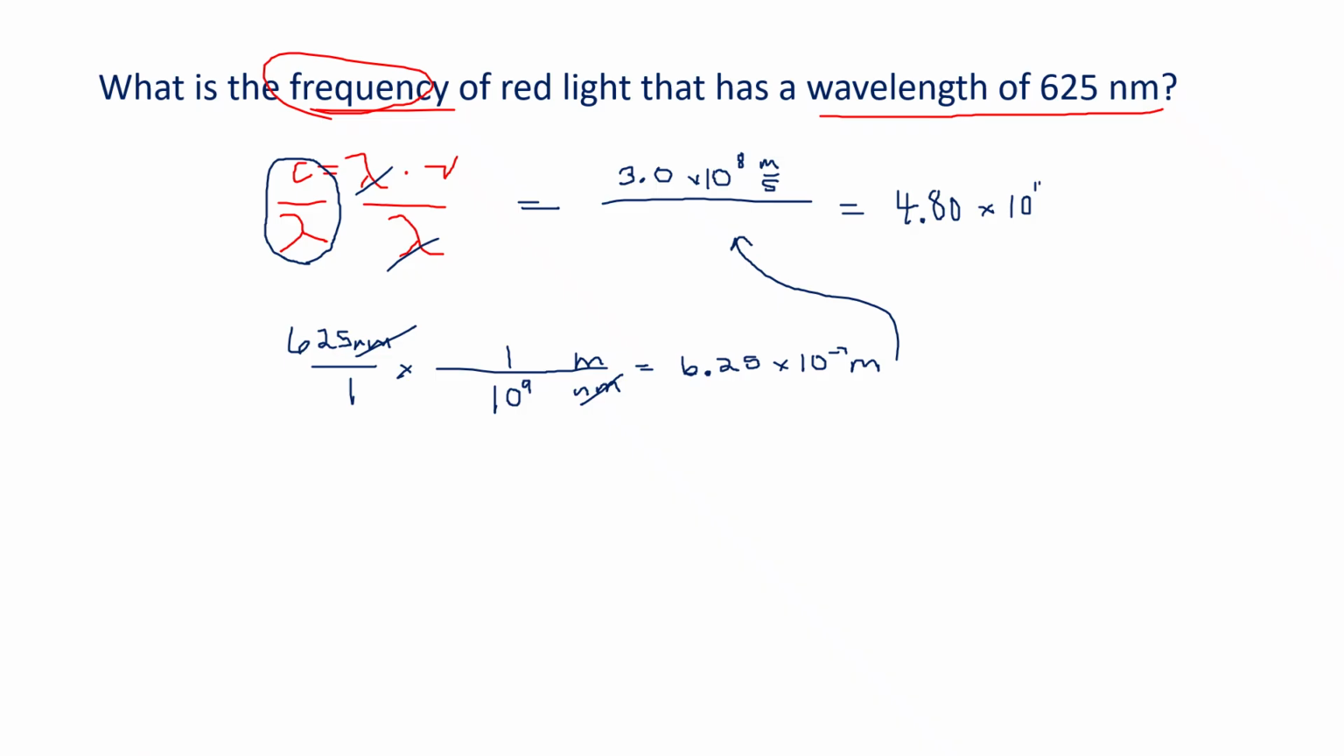Now the units are kind of weird on this because meters cancels, right? I had meters here and I had meters down here. So it is actually 1 over seconds is my unit. That also will sometimes be referred to as hertz. It's just named for a scientist that discovered some stuff in physics, and so he got a unit named after him. But there's our answer: 4.80 times 10 to the 14th, 1 over seconds, or you can say hertz.